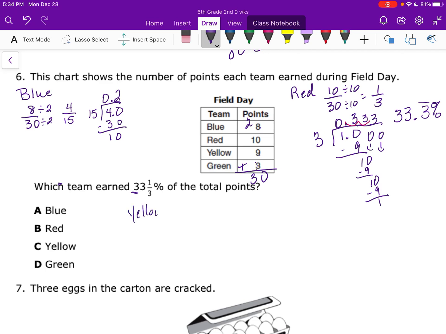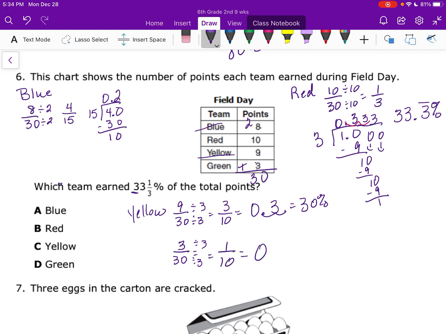Okay, if we wanted to check the rest, we could, right? Our yellow would be 9 out of 30. We can simplify by 3. That would be 3/10. Move it, which is 30%, which is not that. So it's not yellow. And then green would be 3 out of 30, which would be 1/10, which is 10%. So it's not green. So our answer is red.